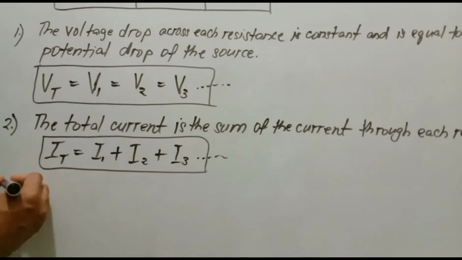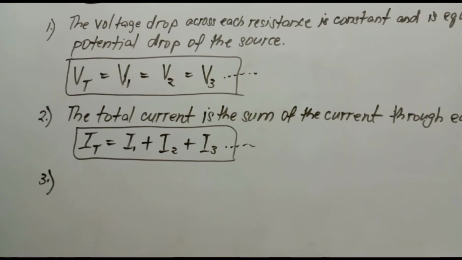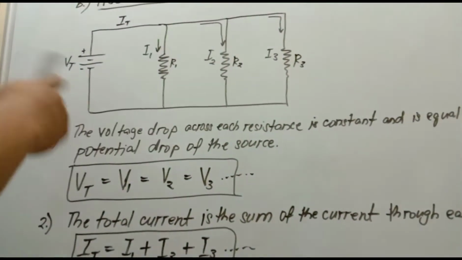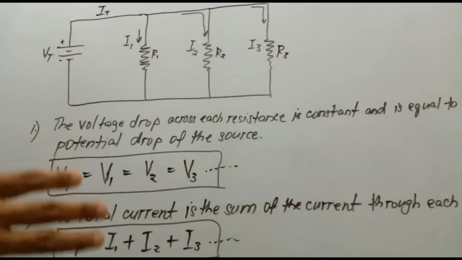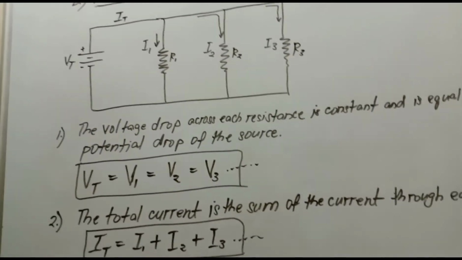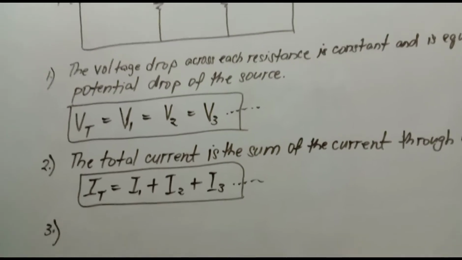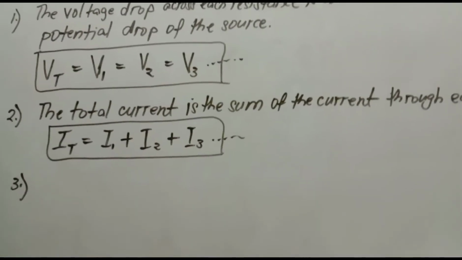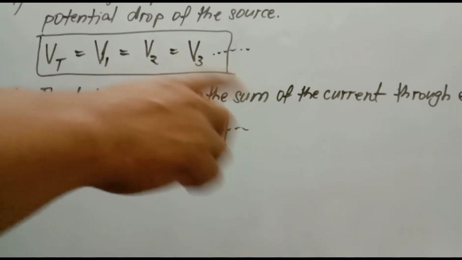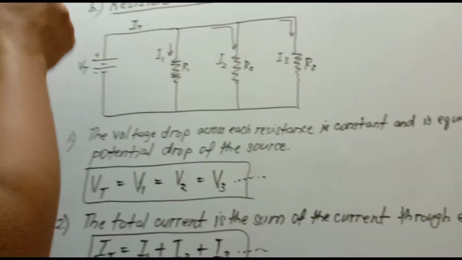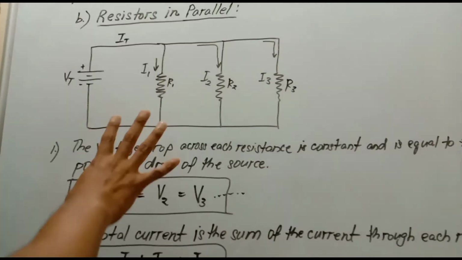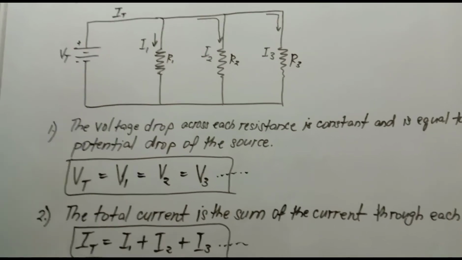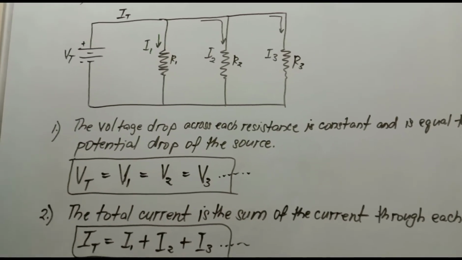And the third one is total resistance. The total resistance for these circuits is the reciprocal of that for resistors in series. What we have learned for resistors in series is that the total resistance is equal to R1 plus R2 plus R3, the summation of all the resistors for series connection. But here, in parallel connection, it is the reciprocal of the series connection.